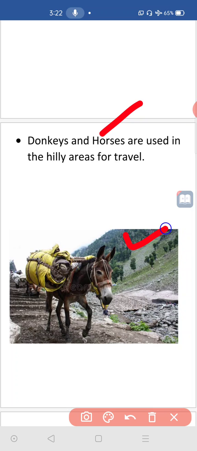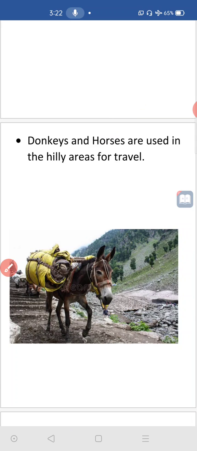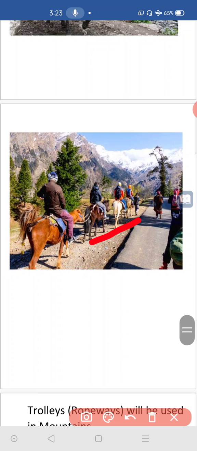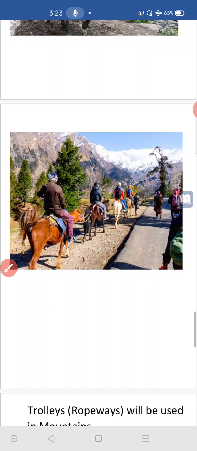Here they are using donkeys. See, they put all the goods on the back of that donkey. Okay. Then after that here you can look at it. Horse. People are sitting on the horseback and they are moving from one place to another. It is totally a hilly area. See, hills are there here. In those hilly areas, people use donkeys and horses to move from one place to another.